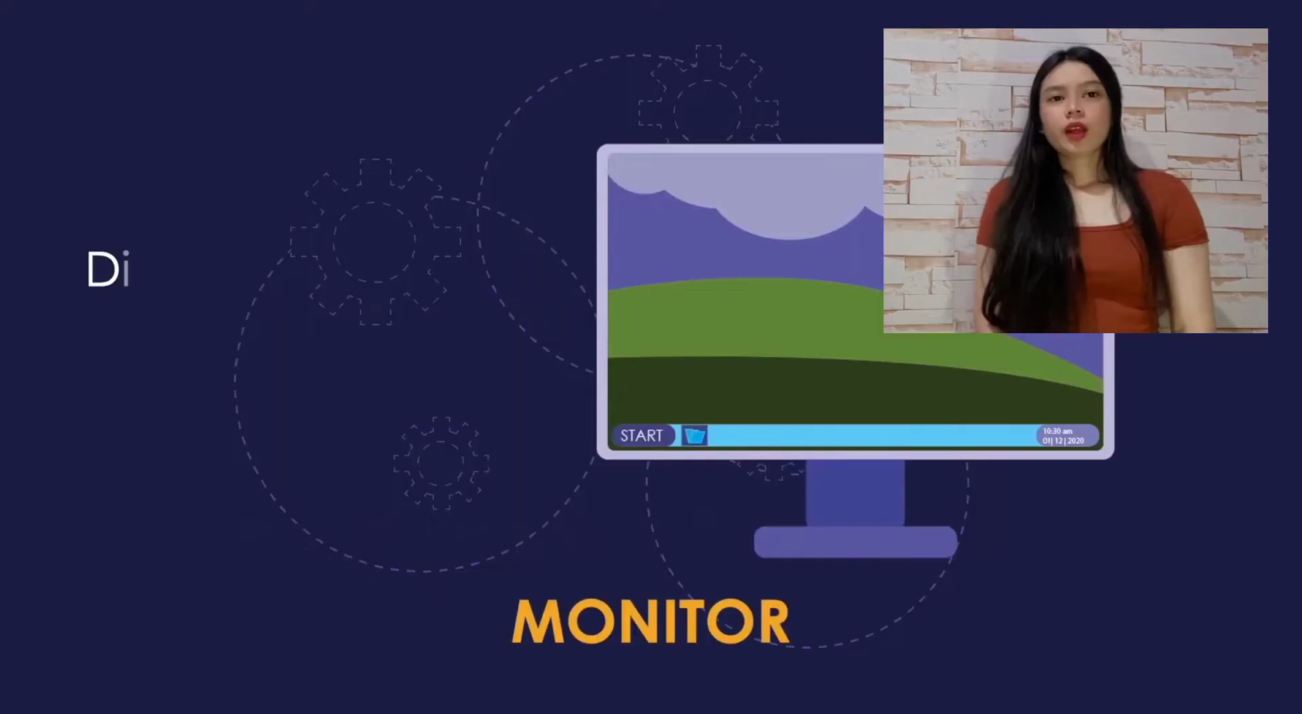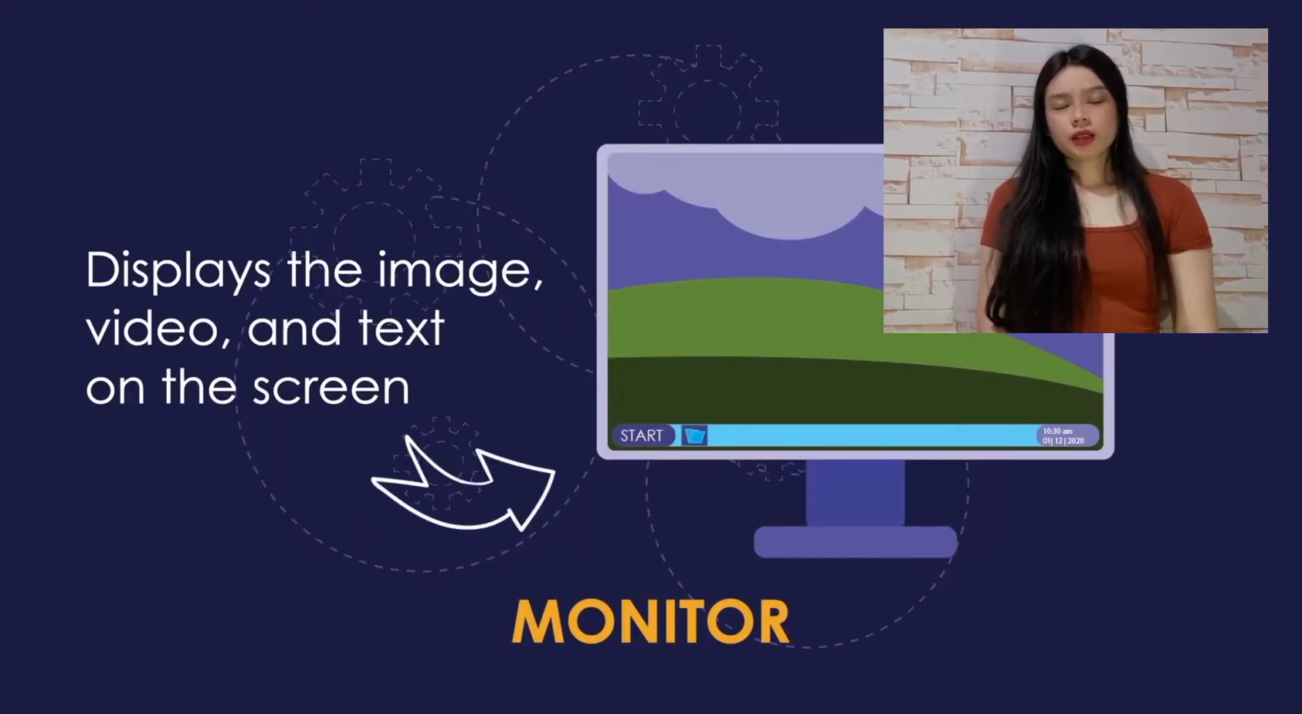The second part is the monitor. A computer monitor is an output device that displays information in pictorial or text form. A monitor usually comprises a visual display, some circuitry, a casing, and a power supply.